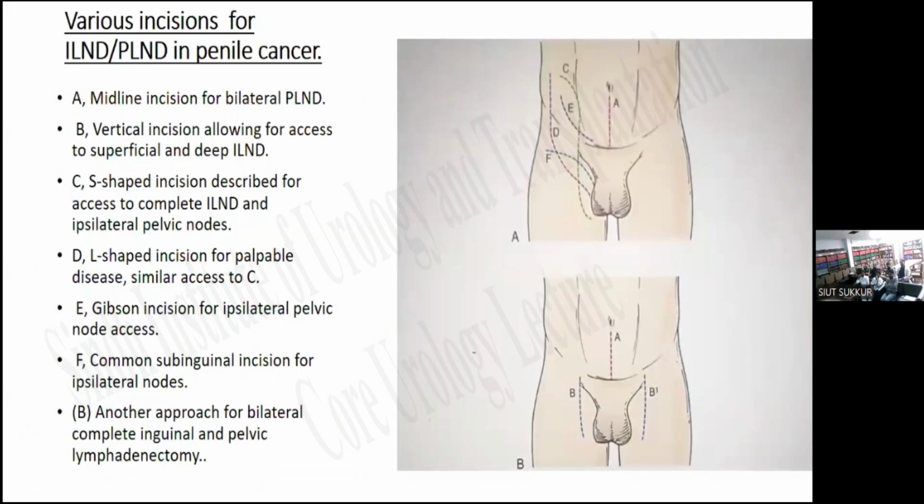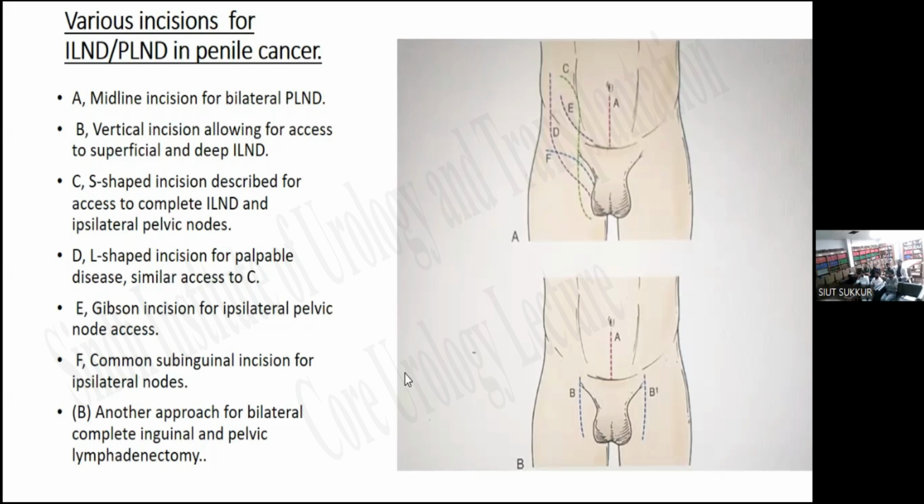These are various incisions used for inguinal or pelvic lymph node dissection in penile cancer. Incision A is a midline incision, allowing access to superficial and deep inguinal lymph nodes, and B is a vertical incision for access to superficial and deep inguinal lymph nodes. This S-shaped incision is given for complete inguinal lymph node dissection and ipsilateral pelvic lymph node dissection. We can also give a Gibson incision for ipsilateral pelvic lymph node dissection, and there are common subinguinal incisions for ipsilateral lymph node dissection.